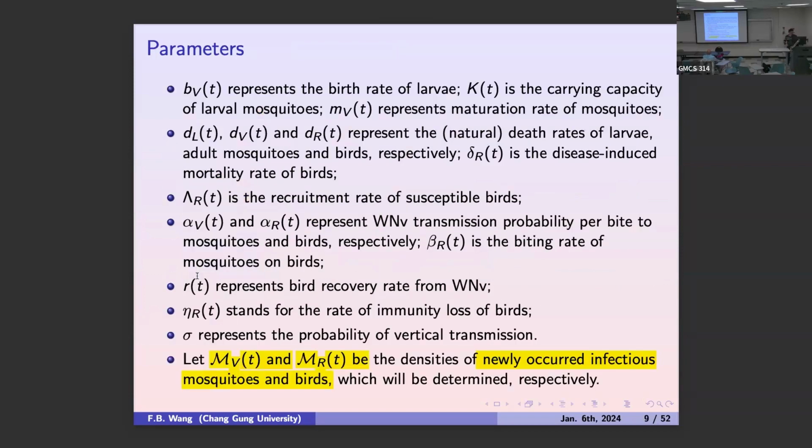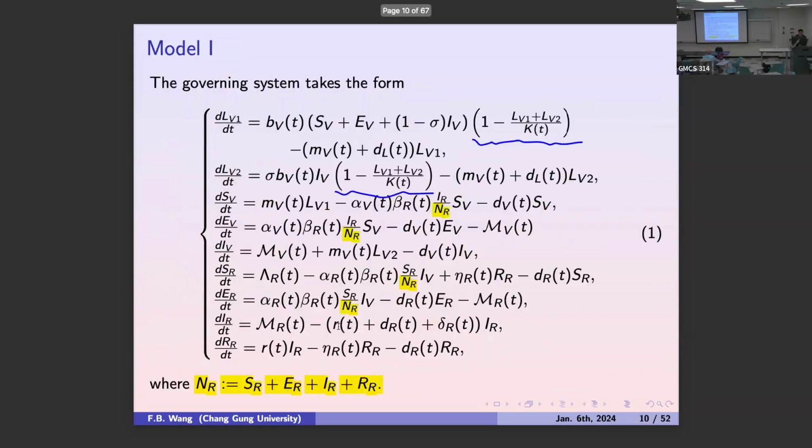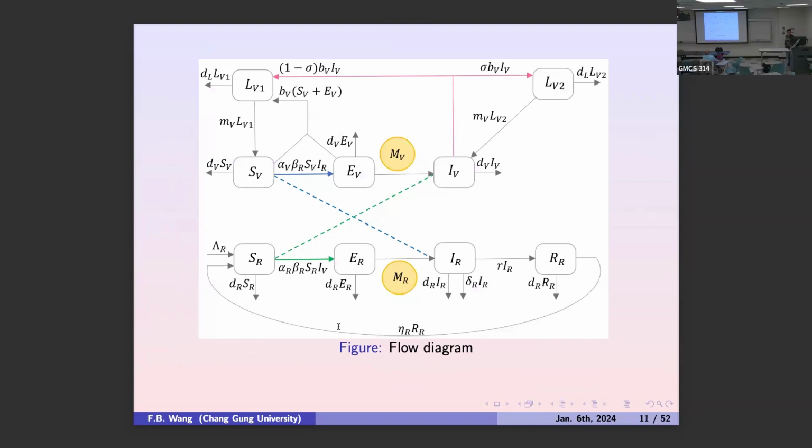Then I just mention another two notations. NV is the newly occurred infected mosquitoes, and MI is the newly occurred infected birds. They can be determined later. I will show you. I go to this picture.